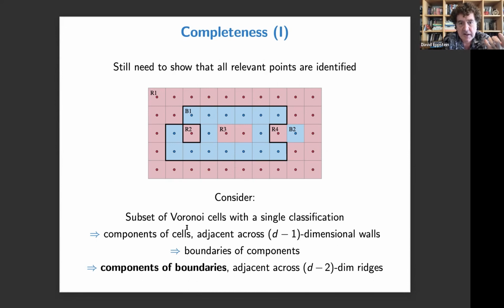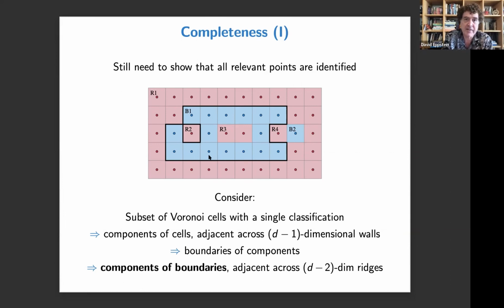So you take subsets of Voronoi cells, you take their components of cells with the same classification, you take the boundary of a component, and then you look at the components of boundaries. Those are sets of Voronoi walls that are adjacent to each other across D-2 dimensional things. In this picture, that just means vertices. In 3 dimensions, we would have a set of 2-dimensional walls adjacent to each other across Voronoi edges and so on.